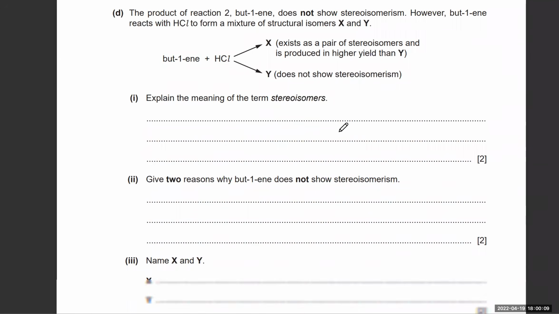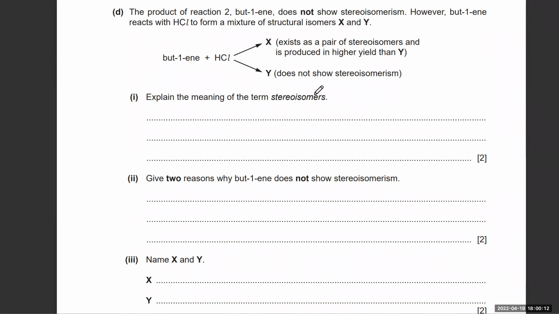This is three marks. Explain the meaning of the term stereoisomer. What's the definition of stereoisomer? Like we did structural isomer. Molecules which can't be superimposed on each other? No, the definition is same molecular formula, same structural formula. Remember, stereoisomers have the same molecular formula and the same exact structural formula, but the molecule has a different 3-dimensional shape. Okay, is that clear?